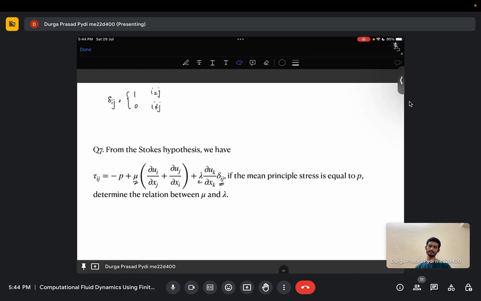What the question is asking is, from the Stokes hypothesis, if I say that the mean value of the principal stress is equal to the thermodynamic pressure, what will be the relation between μ and λ? This is the basis on which your Navier-Stokes equation will be derived subsequently.